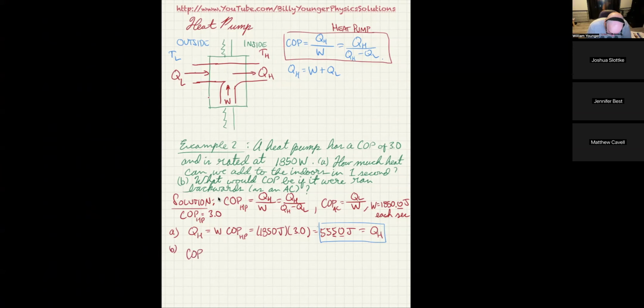Now for part B, what we're going to try to do is calculate what the coefficient of performance is for it run as an air conditioner backwards. So we're still going to use all the other things that are the same, only now we're going to say it's QL over W instead of QH. Well, once we had QH and we had W, we knew that QH is equal to W plus QL. So that implies QL has got to equal QH minus W. So we can go ahead and take the 1850 and subtract it from the 5,550.